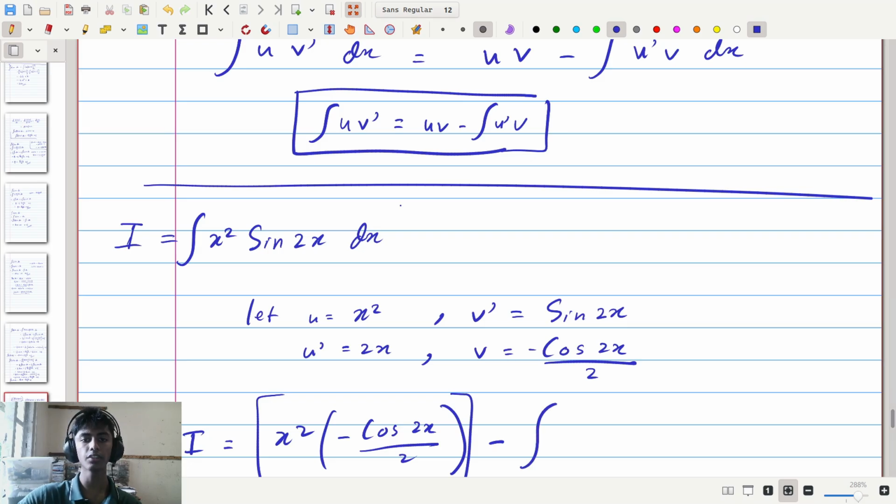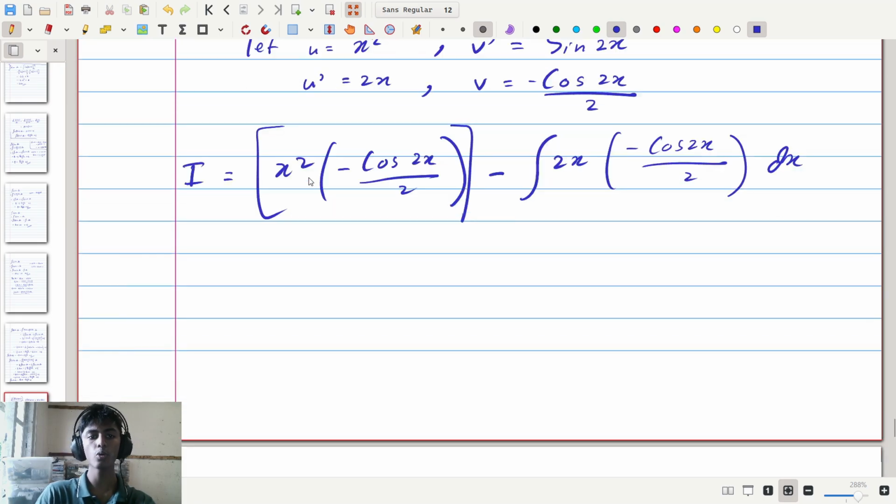In this case, u prime is this function here, which is 2x, multiplied by v, which is going to be the negative cosine of 2x divided by 2. So multiplied by the negative cosine of 2x divided by 2 integrated with respect to x. So now we have changed our integral I into a different form.